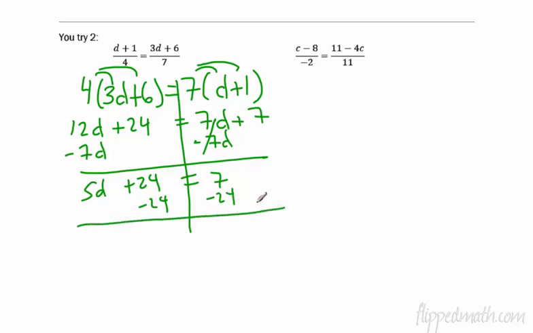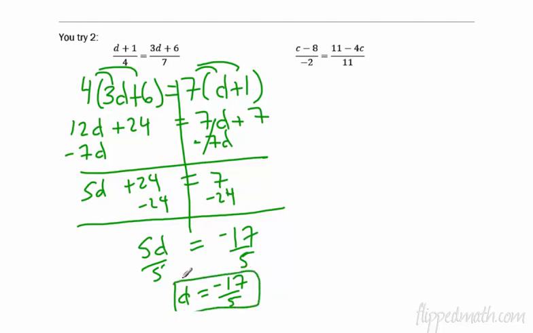How fun is that? So what is 7 minus 24? That's 17 with a negative. All right, and that's equal to 5d. We divide both sides by 5, and the answer here is d equals negative 17 over 5. That, once again, Mr. Kelly's giving us the ugly problems, man.